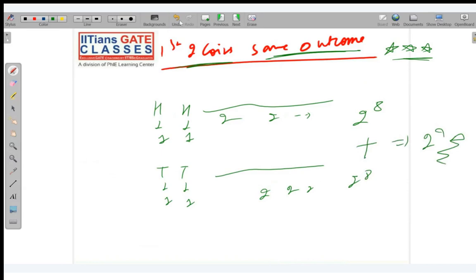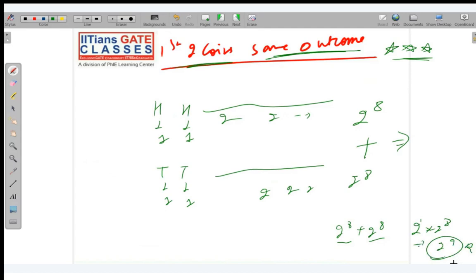If you have any doubt why it is coming, you can think like this. The answer will be 2 power 8 plus 2 power 8. Consider it as x. So x plus x is nothing but 2x. 2x means 2 multiplied by 2 power 8. So 2 power 1 into 2 power 8, that is nothing but 2 power 9. This is the answer. Please take snapshot. I will jump to the next slide. Any doubt here?